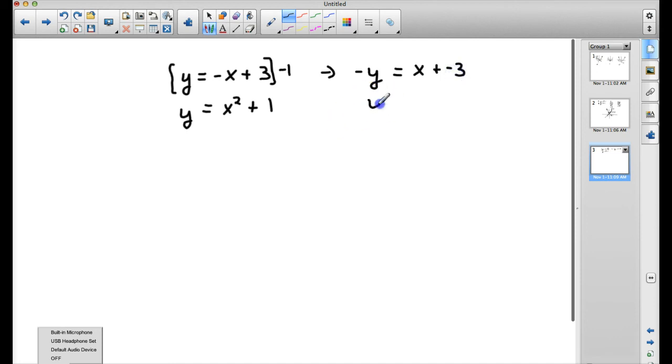The bottom equation I'm going to leave alone. y is equal to x squared plus 1. So when I add these equations together, this is what elimination is. Negative y plus y is 0. So they're gone. So I got 0 is equal to.